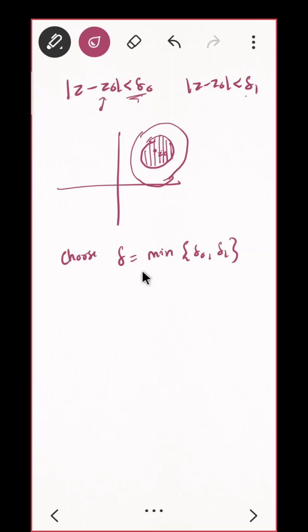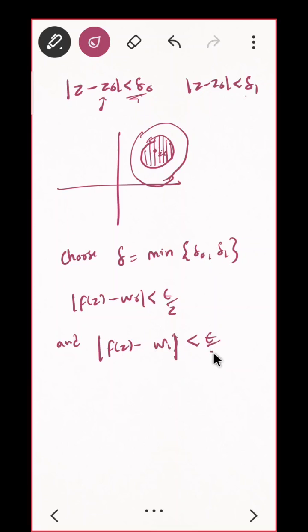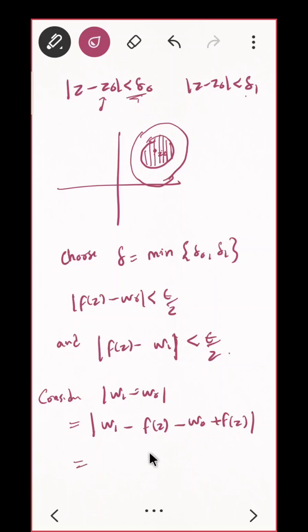So what will come? When delta is the minimum, then mod of f of z minus w naught is less than epsilon by 2, and mod of f of z minus w1 is also less than epsilon by 2. What next? You need to consider w1 minus w0, or w0 minus w1, it makes no difference in the mod. But you have some relation with f of z, so you add and subtract f of z: w1 minus f of z plus f of z minus w0. If you solve a little bit, this will be less than epsilon by 2 plus epsilon by 2, which is equal to epsilon. So you have proved that mod of w1 minus w0 is less than epsilon.